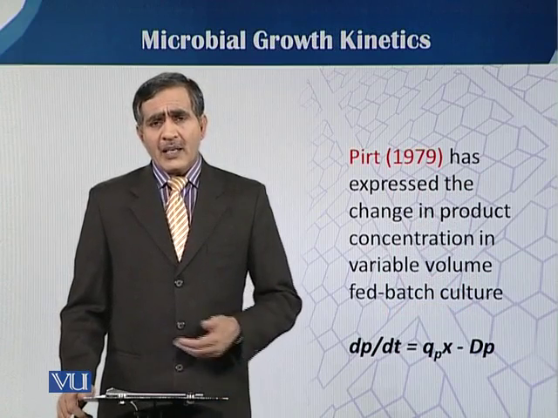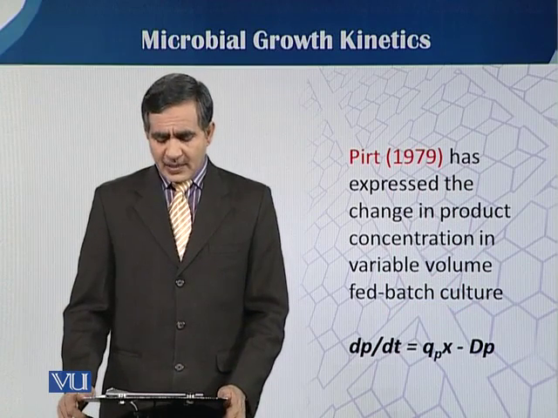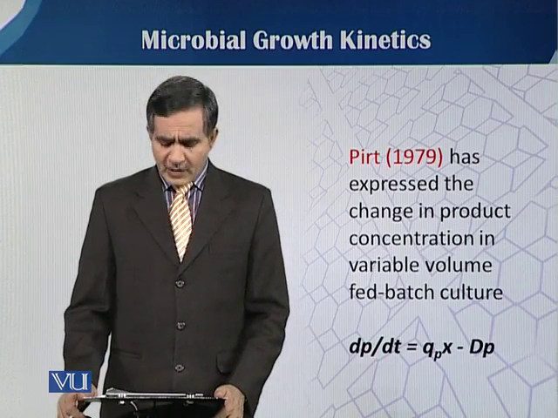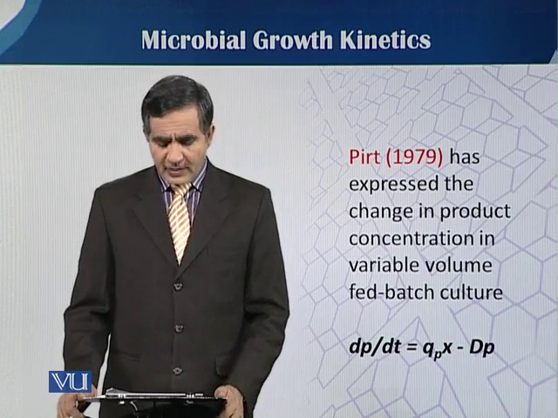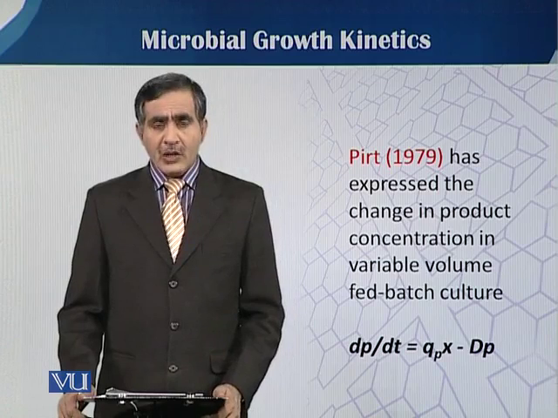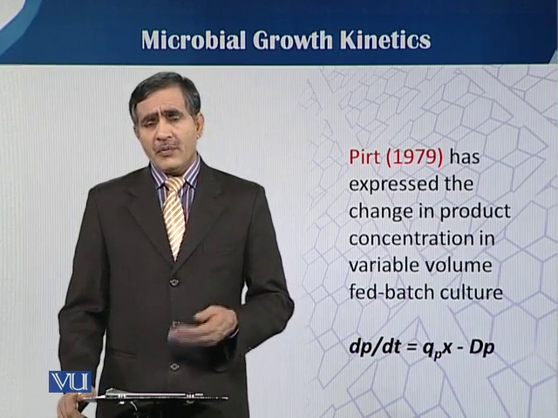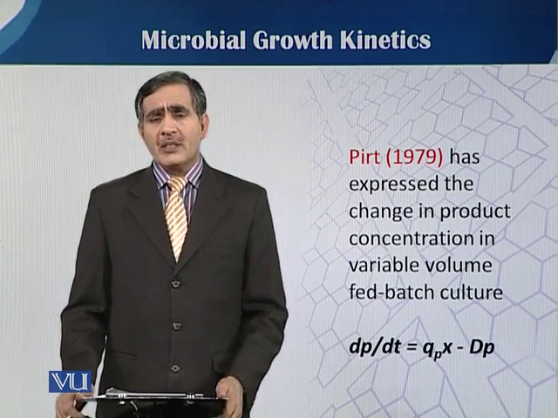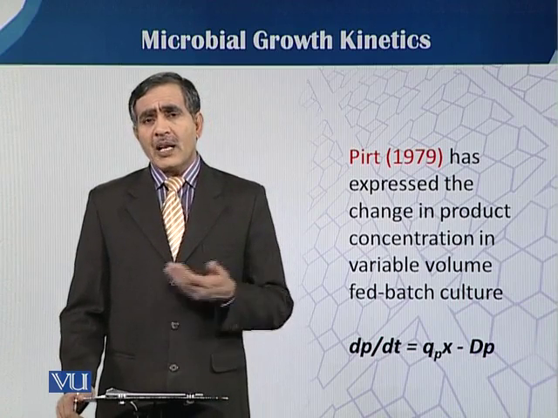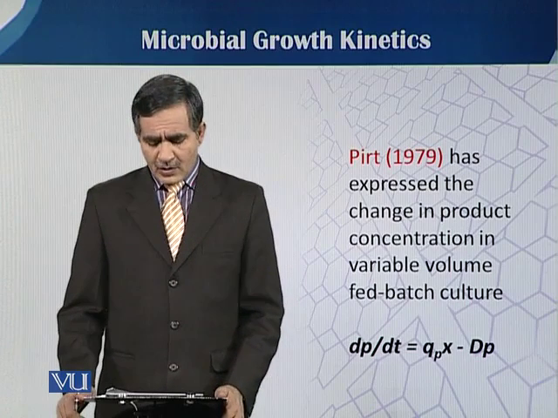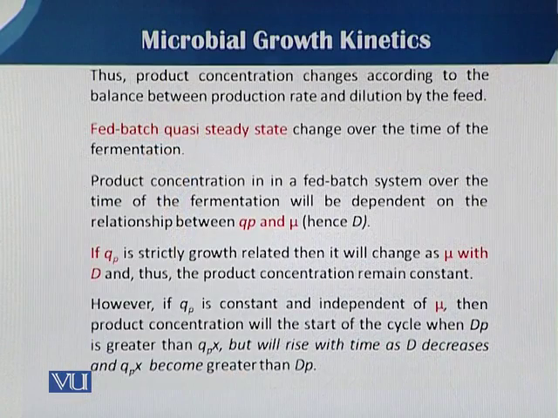As we already discussed, that equation expresses the change in product concentration in variable volume, especially in fed batch culture. So dP over dt is equal to qp dot x minus D P. If there is a product, basically this equation is the continuous culture equation, but it is also utilized for the fed batch culture too. We will discuss it in detail later on. So the product concentration changes according to the balance between the product rate and the dilution by the feed, the dilution rate.